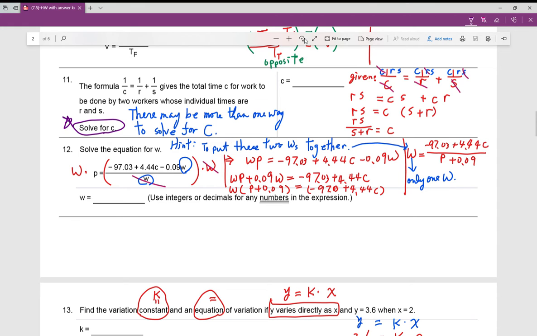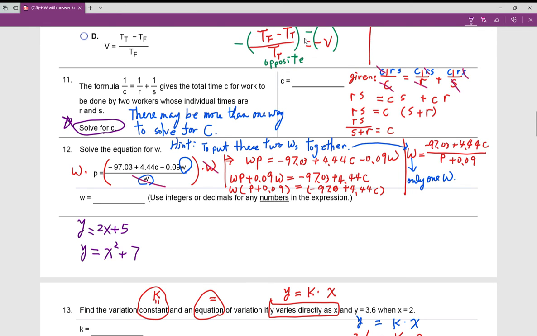Okay, so in algebra 1, we learn the equation. So we learn y equals 2x plus 5, for example, a linear equation. Or y equals x squared plus 7. That's a second degree. And we may even learn x cubed plus y cubed equals 1. That's more complicated. But right now we are learning functions.